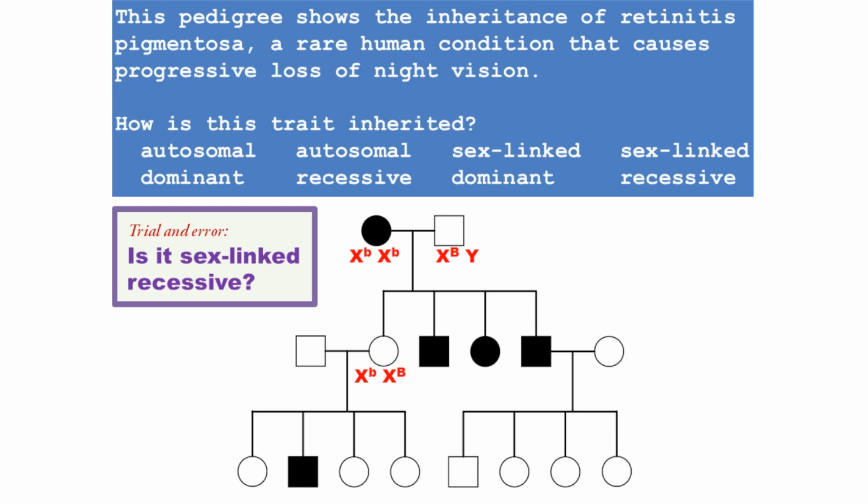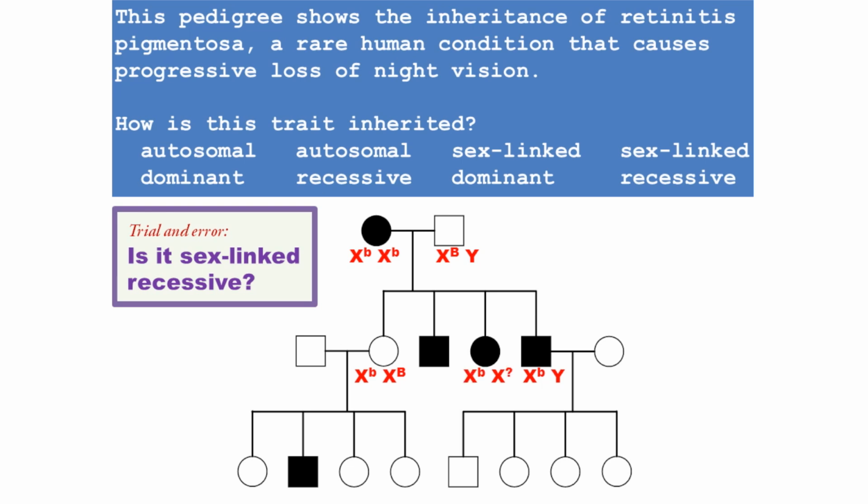You look elsewhere. Now, I see this male over here. He's a male, so X and Y. Has to get the Y from his father. So he has to get the X from his mother. Well, what does she give? X with a little b. Sex-linked recessive trait, he'd show it. He's filled in. Yeah, that's consistent too.